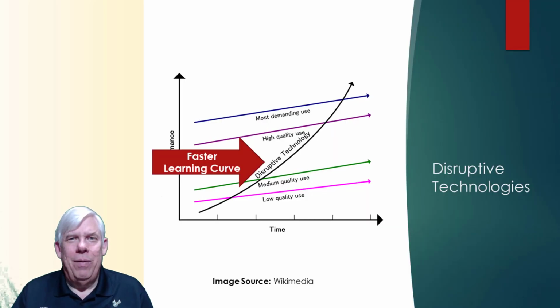Wikipedia actually had a rather nice graphic illustrating the progress of the disruptive technology and how it takes away customers. What you find is that disruptive technology typically first captures your low and medium use customers and then gradually moves up to the most demanding use customers because it has a faster learning curve than the original innovation had.